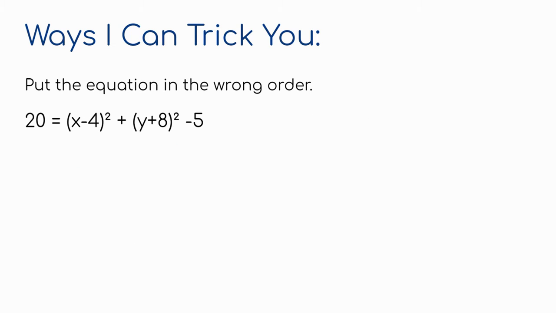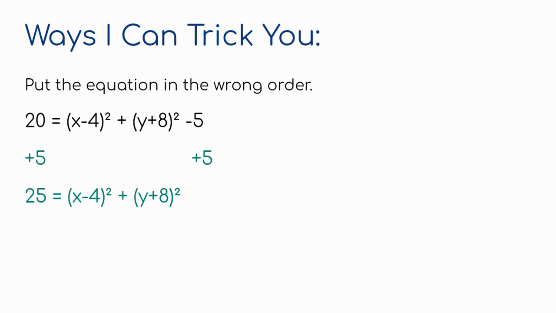All right, I could switch it up even more. And now if I put my formula down, I've got some extra stuff. I've got this minus 5, which doesn't match up with my formula. So what I want to do is get that on the other side. I want to get rid of it. So to move that minus 5 over, I'm going to add 5 to both sides. So 20 plus 5 is 25. Minus 5 plus 5 gets rid of that.